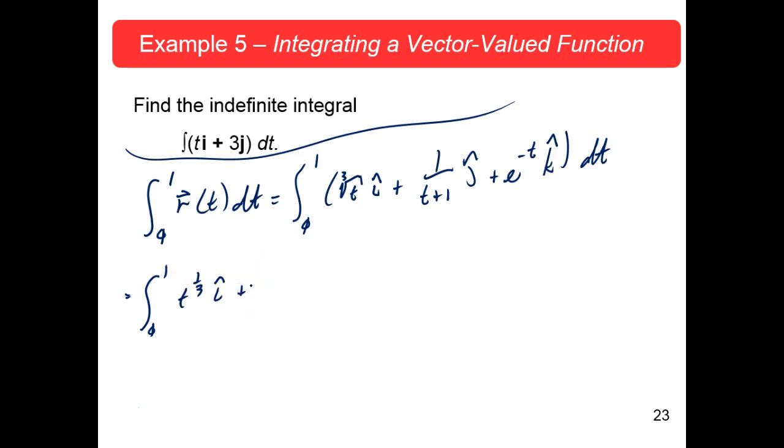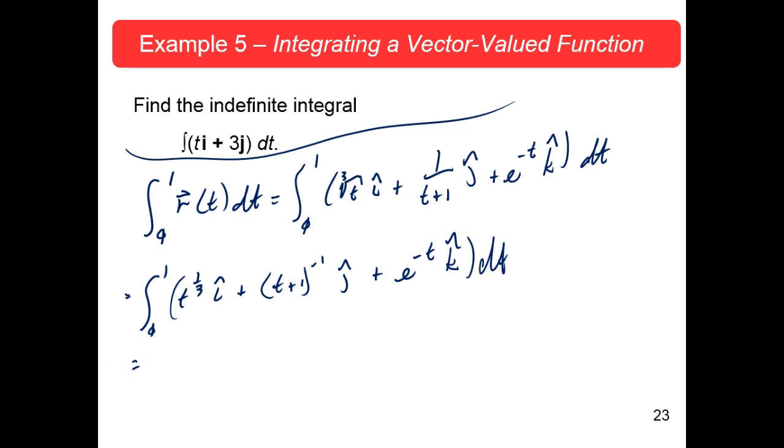plus. Now this one, you may or may not do this. This would be all right the way it's done, but you might want to do that as a t plus 1 to the minus 1 j, if that's helpful to you. And I don't think there's much we can do with the k part, so we'll just do e to the minus t k dt. Now let's integrate.